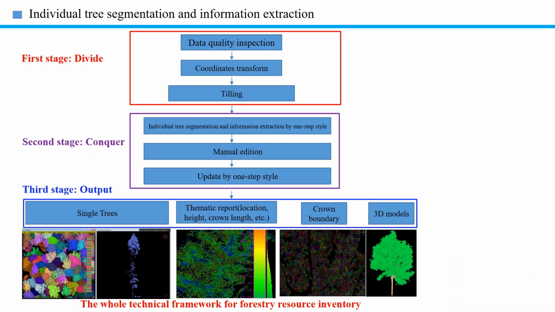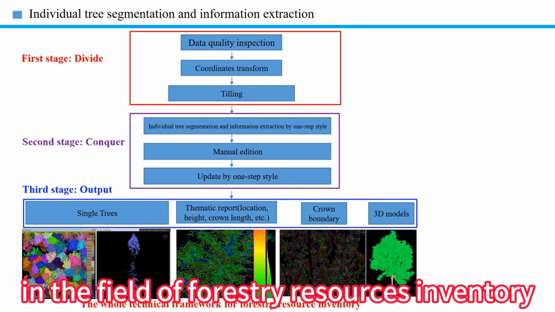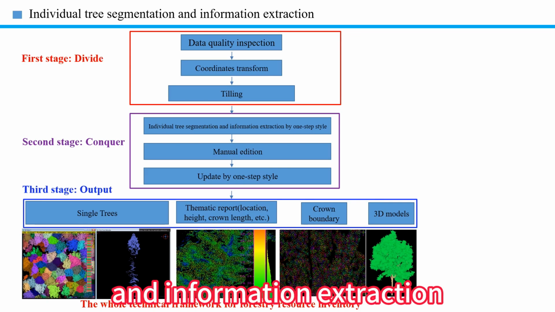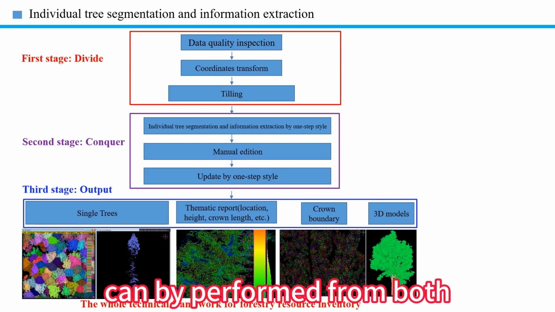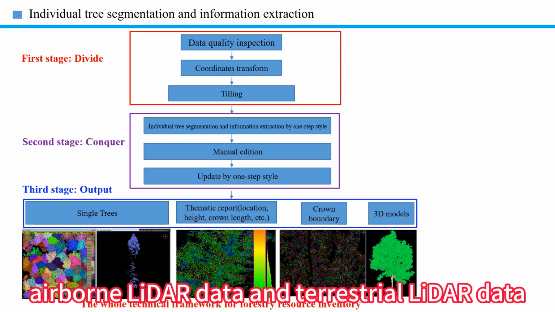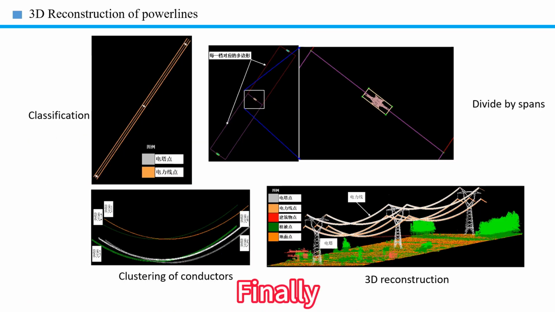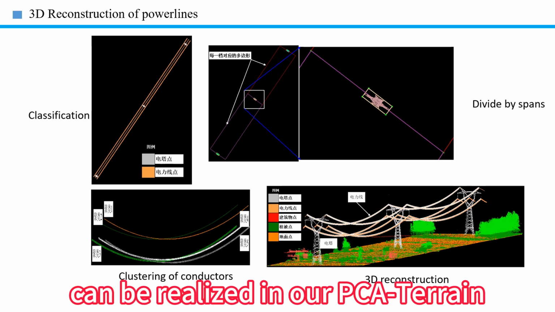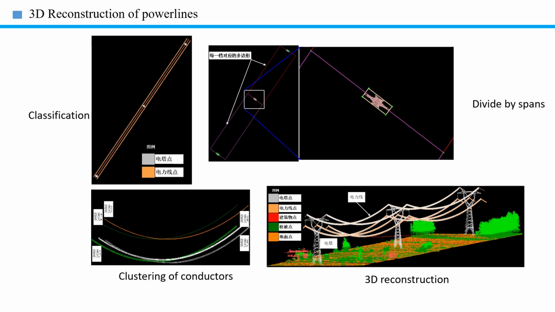Similarly, in the field of forestry resources inventory, individual tree segmentation and information extraction can be performed from both airborne LiDAR data and terrestrial LiDAR data. Finally, the 3D reconstruction of the conductors can be realized in our PCA Terrain.